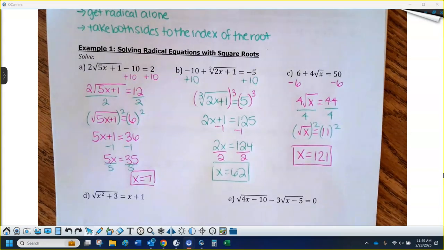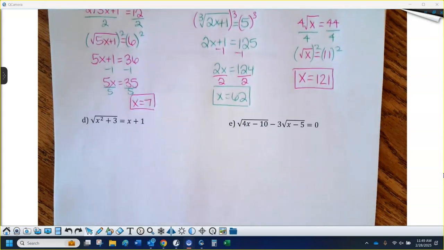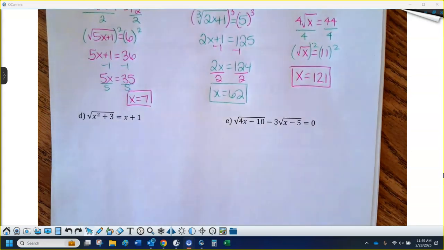Is anybody having a question about any of those 3 problems? Okay, now the 2 at the bottom, I'm not going to lie to you, these start getting a little bit more difficult as we go. So I'm trying to do different scenarios that I thought you might run into.